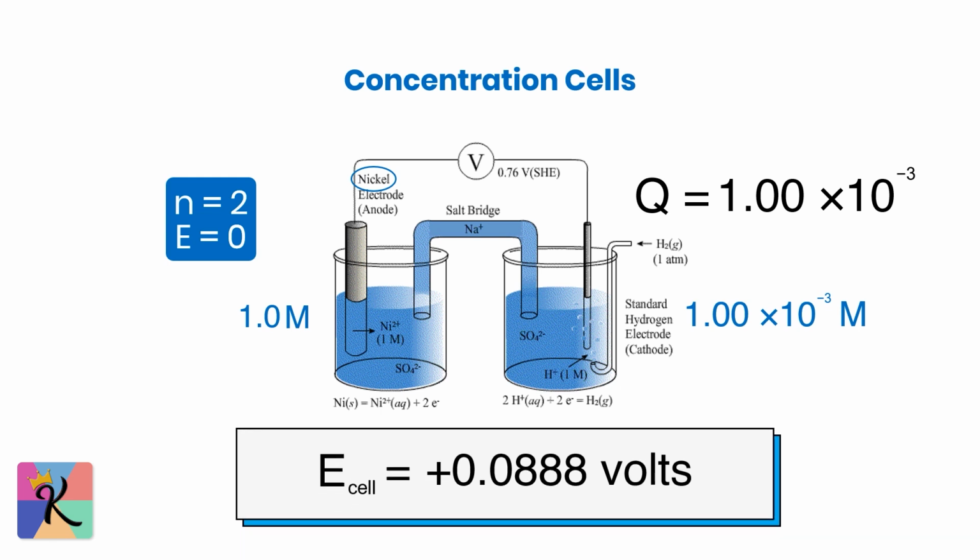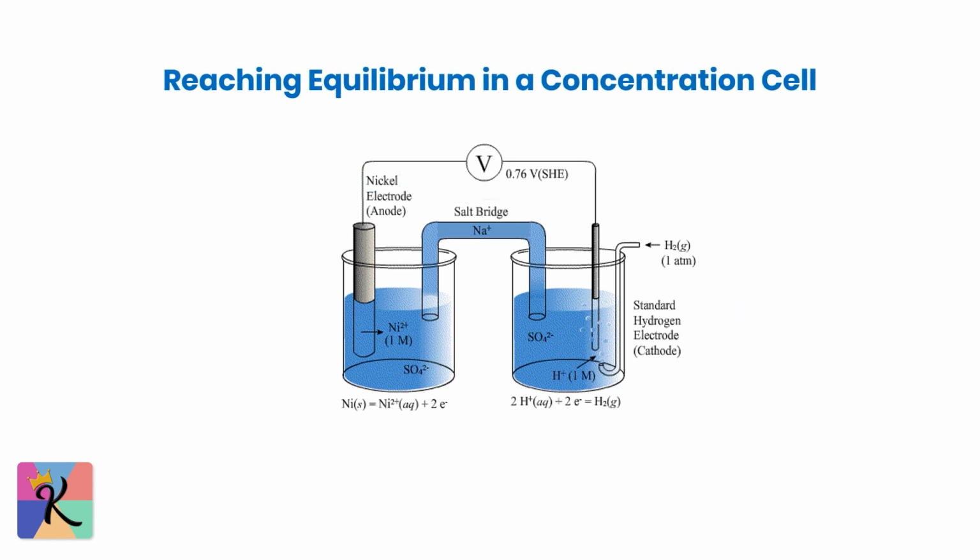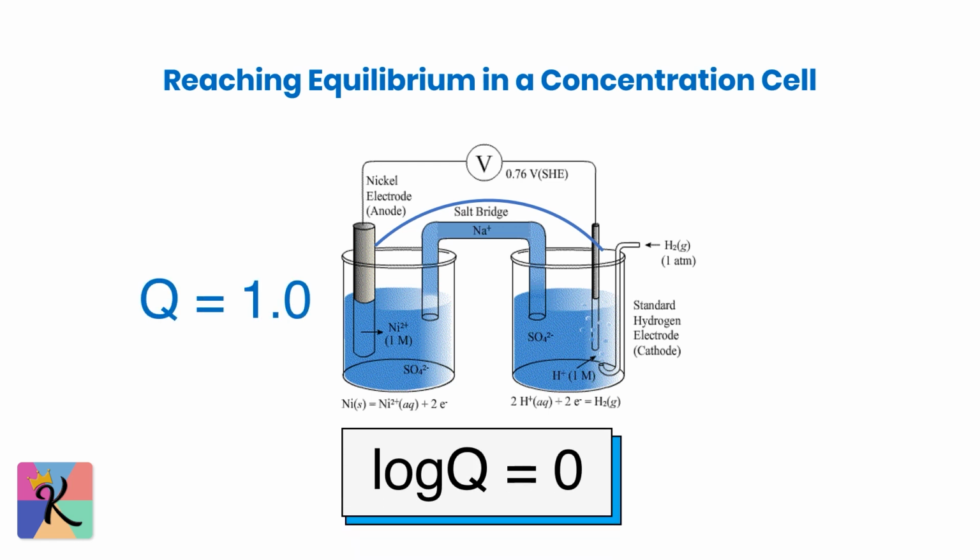This positive voltage tells us the reaction is spontaneous. Equilibrium is reached when both compartments have equal concentrations of nickel ions. At this point, Q equals 1, the logarithm of Q becomes 0, and the voltage drops to 0.